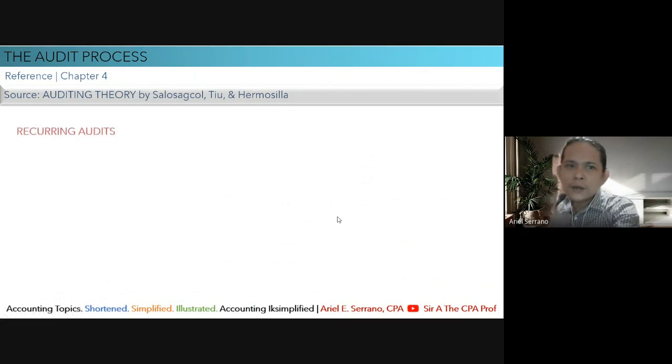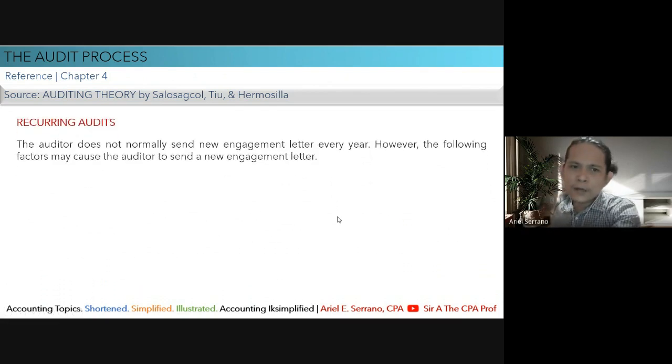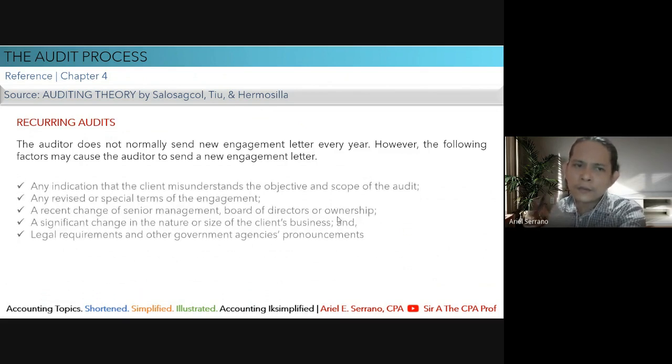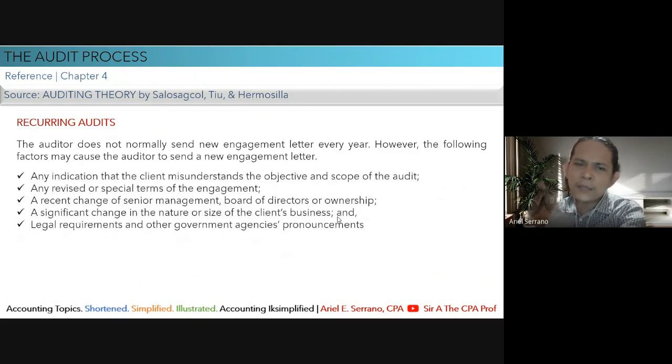Okay? So, pag recurring audits, no, recurring, paulit-ulit, the auditor does not normally send a new engagement letter every year. However, the following factors may cause the auditor to send a new engagement letter. Does not normally. Pero, kung itong mga factors na ito ay present, pwedeng mag-send ng bagong engagement letter.